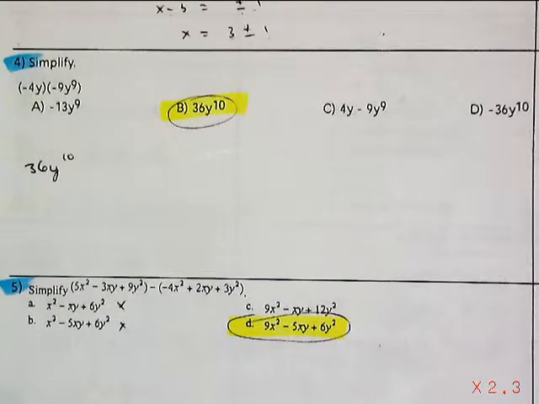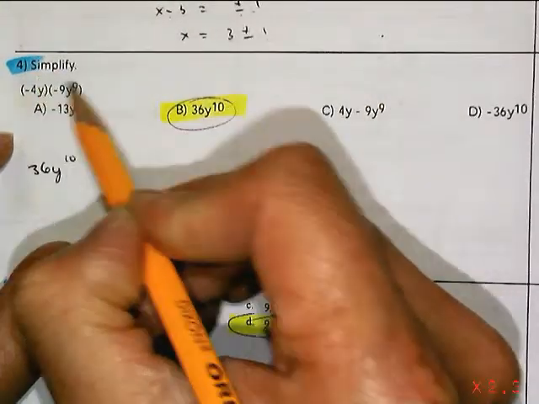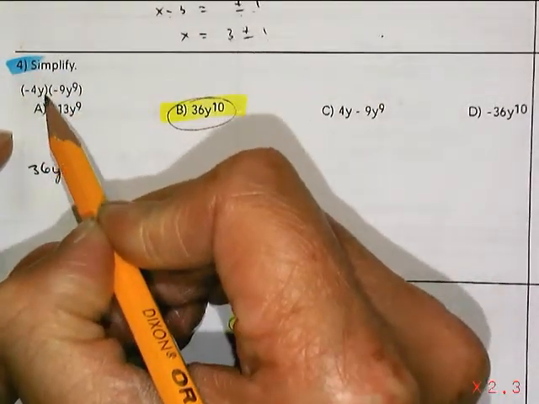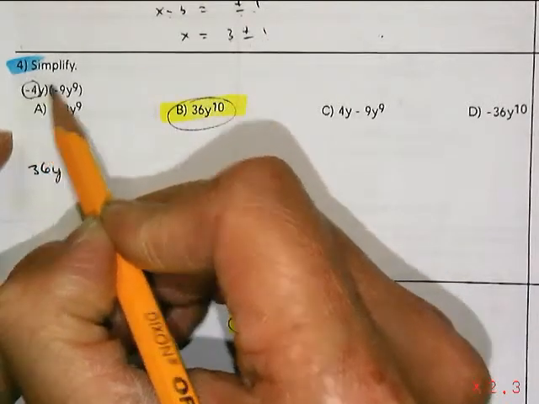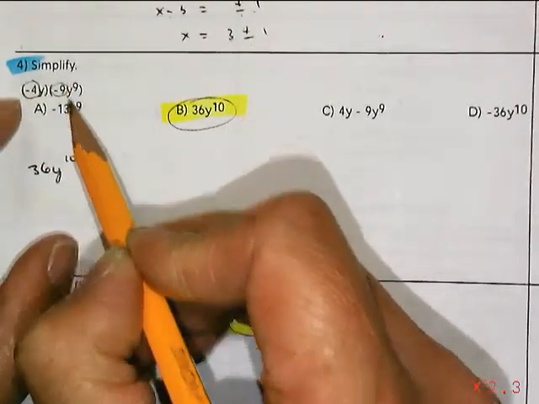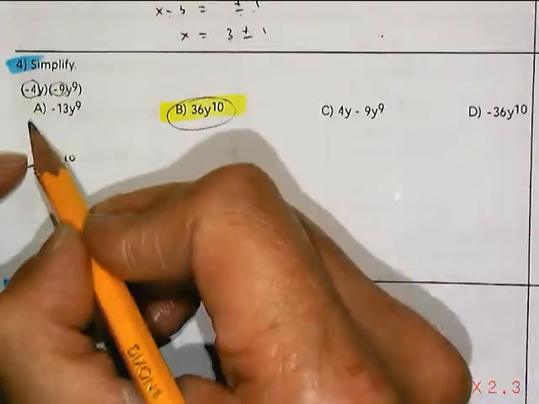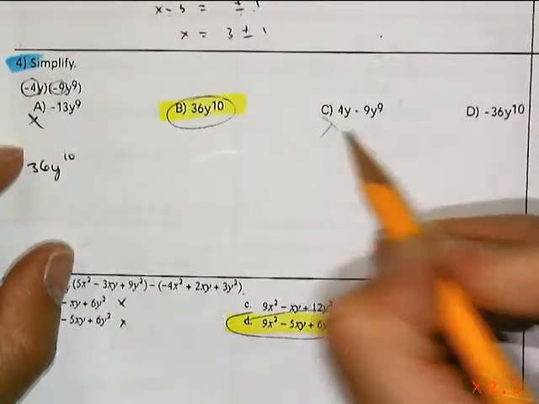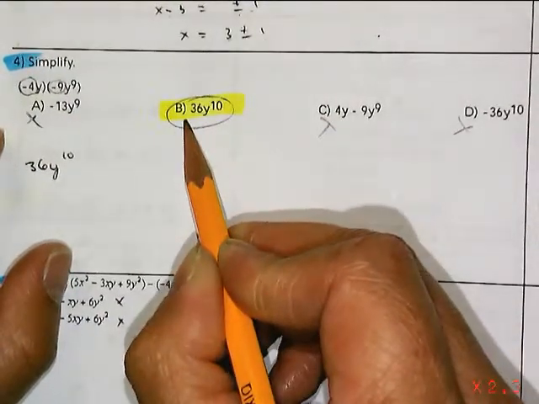Question number 4. I'm going to multiply here. I have no other exponents on the outside, so I can just multiply. I'm going to multiply my constants. So negative 4 and a negative 9 gives me a positive 36. So that would actually eliminate all of my choices. My answer is then B.